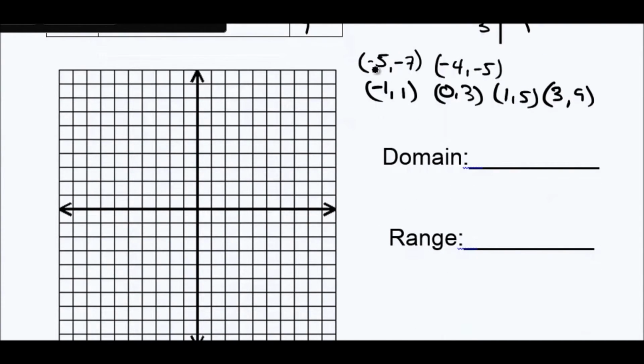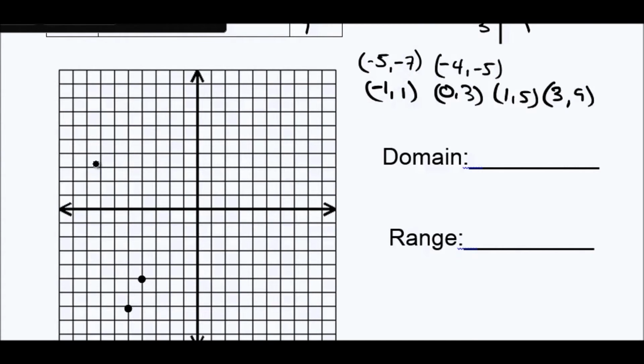First coordinate, -5, -7. 1, 2, 3, 4, 5 to the left. -7, so I go up. Nope, I go down, because 7's negative. 1, 2, 3, 4, 5, 6, 7. First point. Okay, -4, -5. 1, 2, 3, 4 left because it's negative, and then 5 down because it's negative. Remember, in this coordinate both numbers are negative, your x and y.